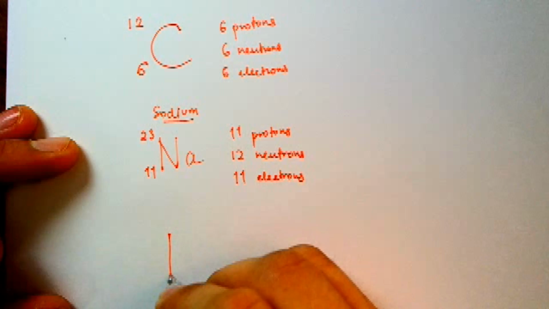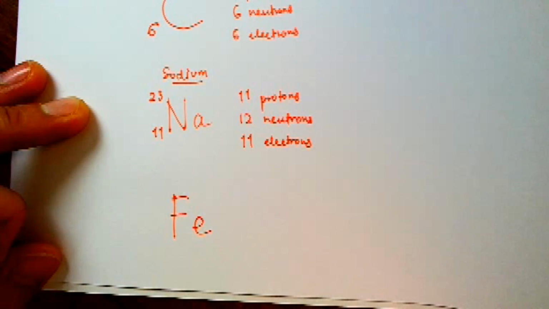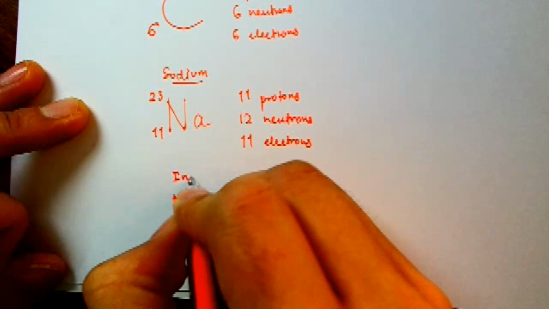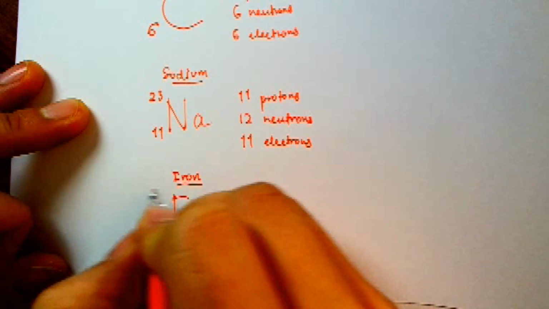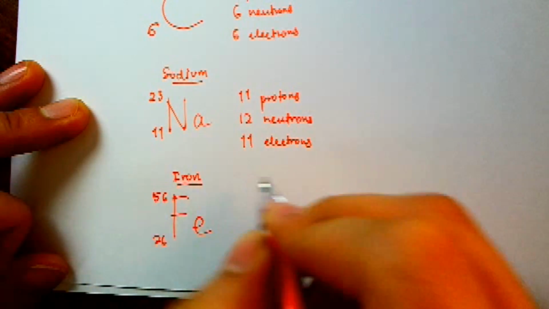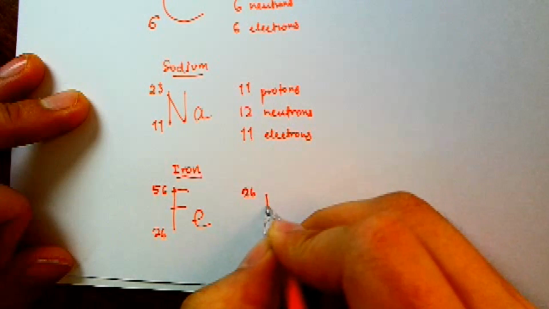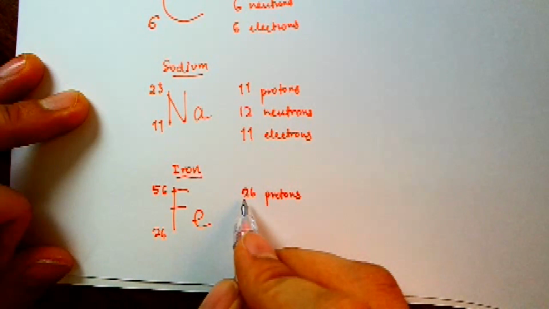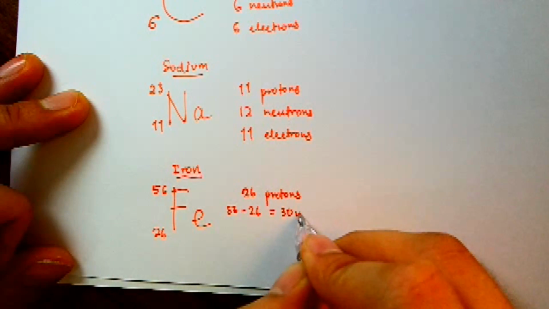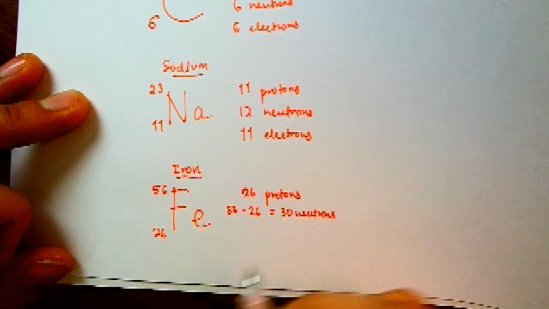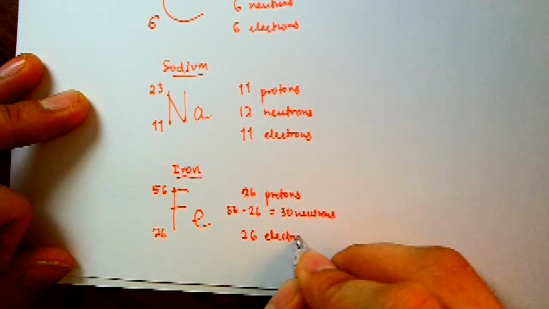Let's look at iron. Iron is symbol Fe, because the Latin name for it is ferrum. And iron is element number 26, and say this particular flavor of iron has mass number 56. So the bottom number is protons, so 26 protons. To find the number of neutrons, I take the top number, subtract the bottom number, so 56 minus 26. That's 30 neutrons. And for balancing the protons, I'm going to put 26 electrons.